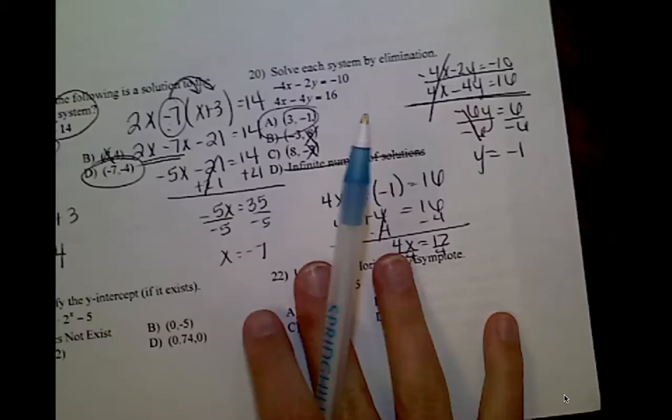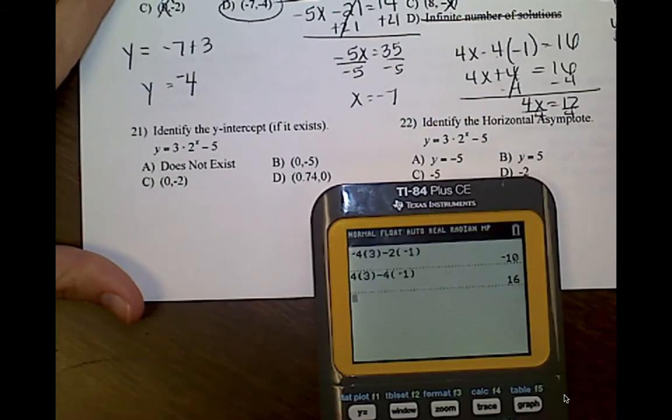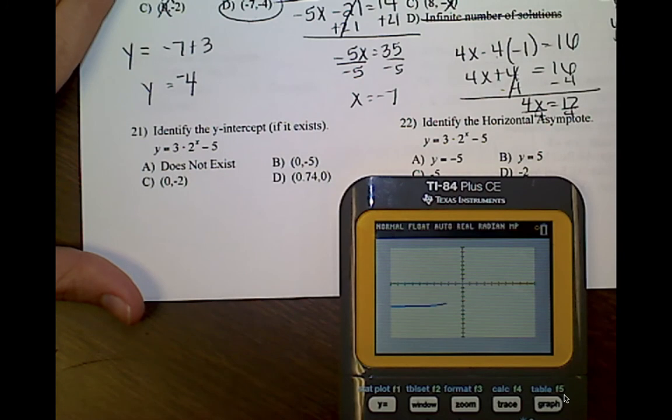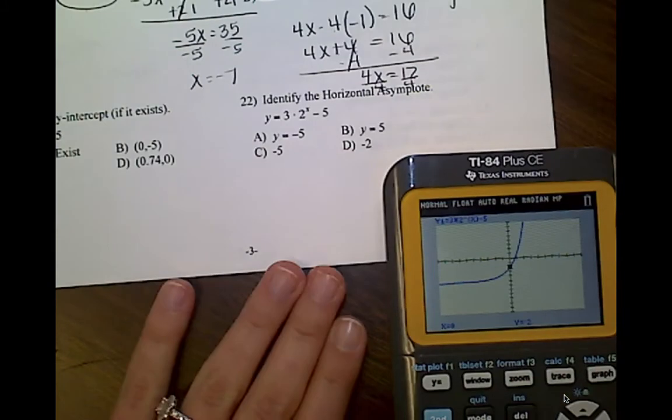Okay, number 21, we're going to find the y-intercept. I would not do anything other than literally plug it in my calculator. So here is y equals, and I'm going to do 3 times 2 to the x power minus 5. And if I get the graph, I just want to see where it's crossing the y-axis. Looks like about right here, but if you do trace 0 enter, it'll tell you it definitely crosses at 0, negative 2.